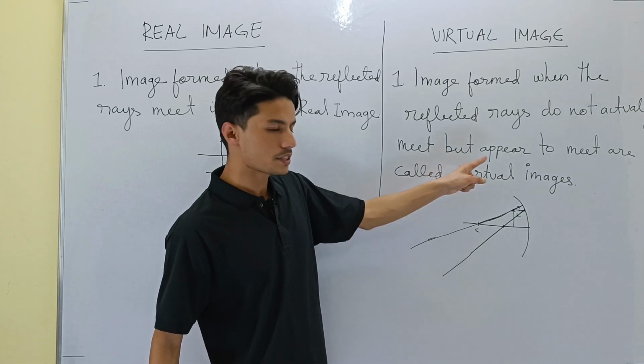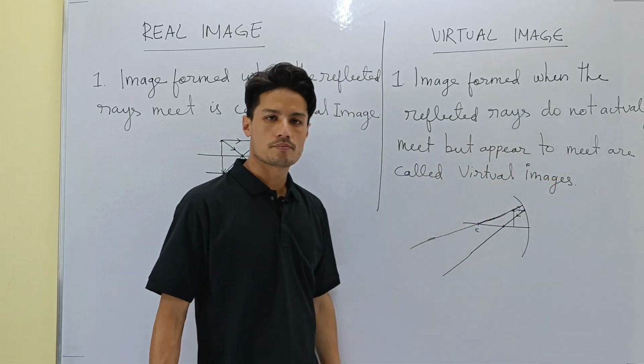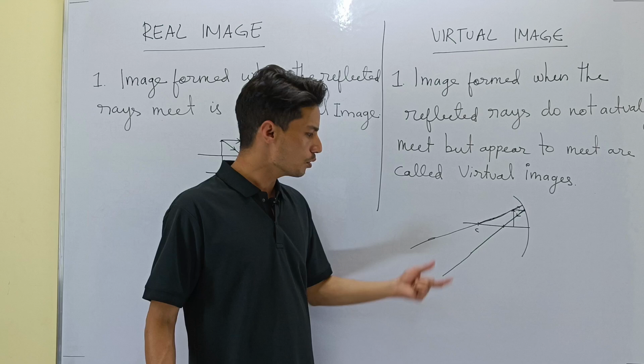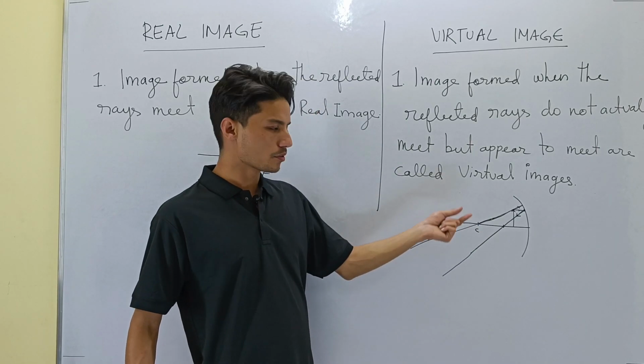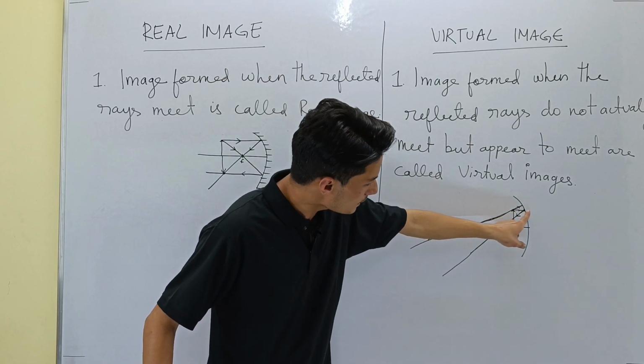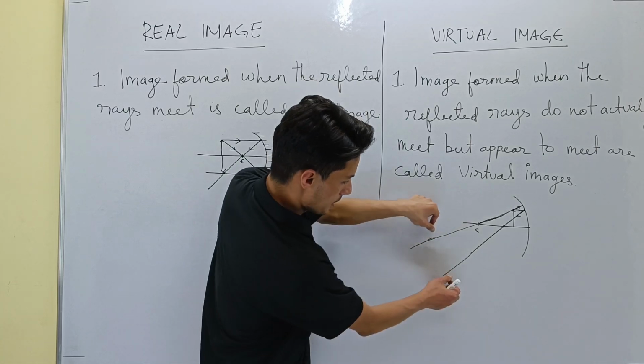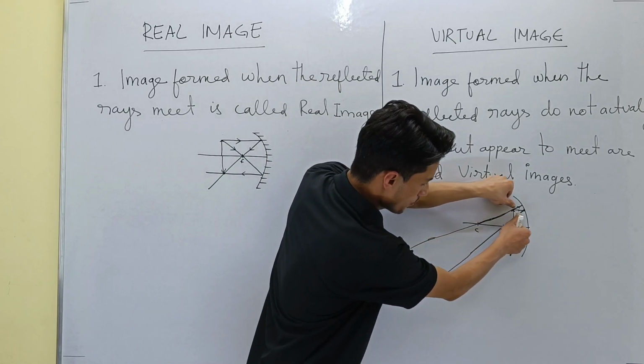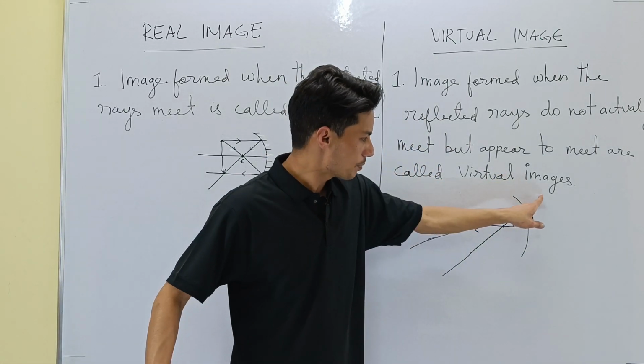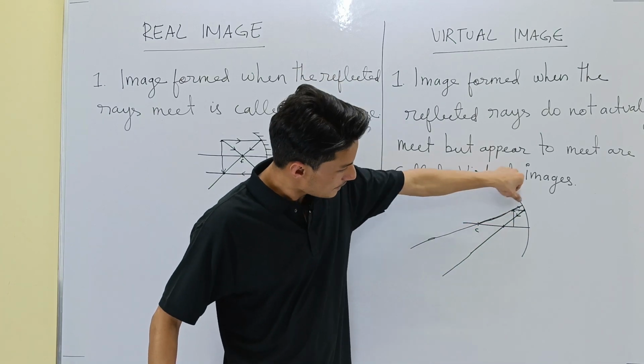Now coming back to this sentence, but appear to meet. So how will they appear to meet? They will appear to meet only when I extend this line. As you can see, it's tapering, isn't it? It's getting smaller and smaller. So they will appear to meet on extending this line.